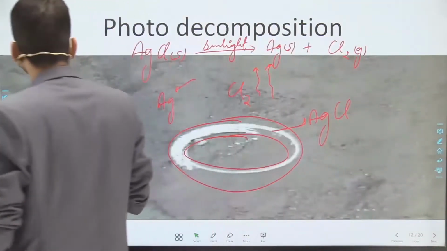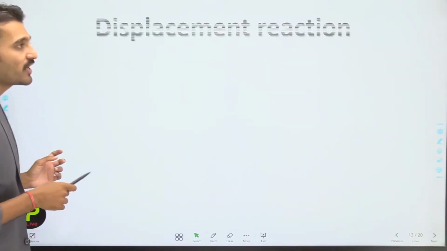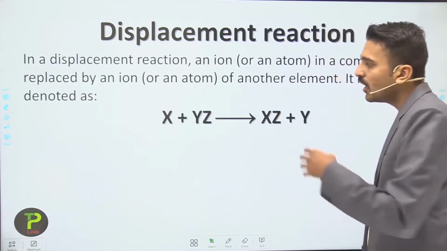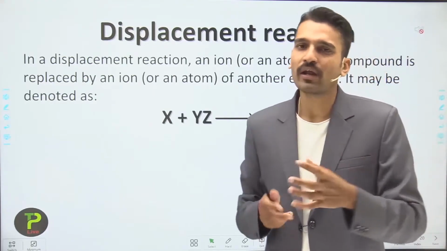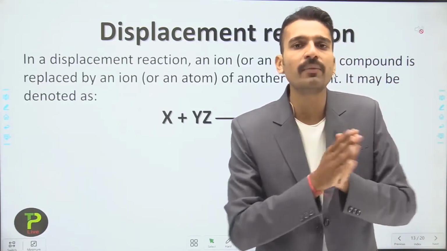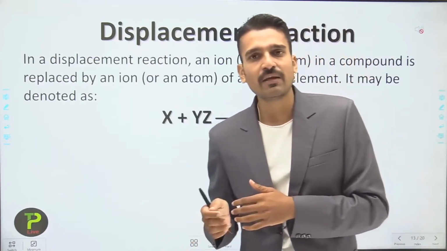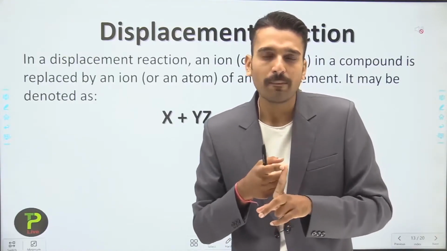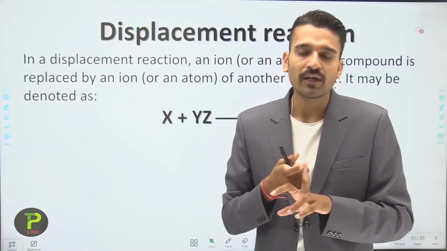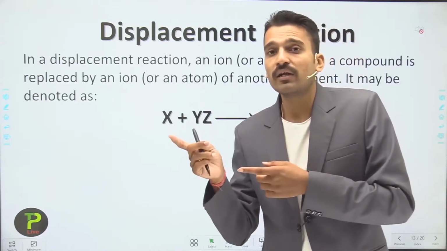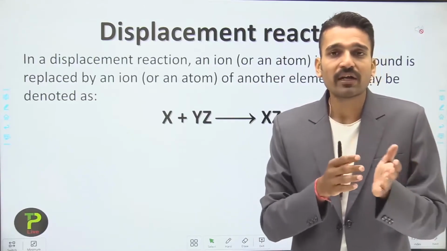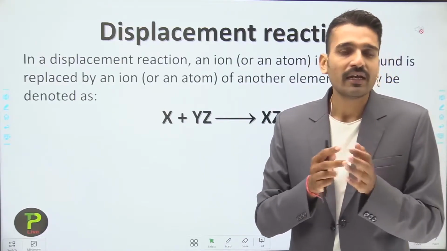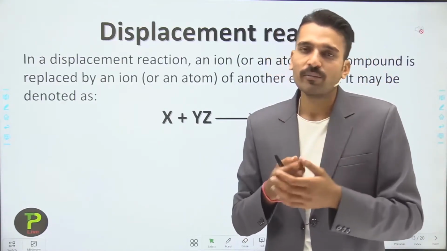Let us move to another, that is the displacement reaction. In a single displacement reaction, or simply a displacement reaction, a more reactive metal or a more reactive non-metal, or I can say simply a more reactive element, displaces a less reactive element from its salt solution. Remember one thing, metal displaces only metal, non-metal will displace non-metal. It will never be that metal is displacing non-metal. The more reactive metal will displace the less reactive metal from its salt solution, and a less reactive non-metal never displaces a more reactive non-metal from its salt solution.